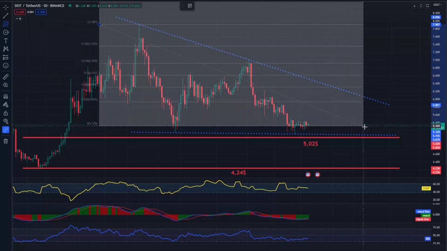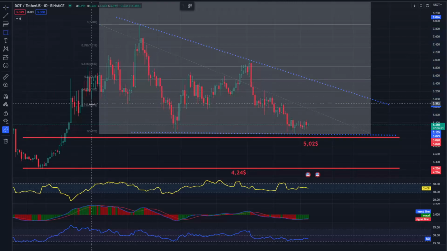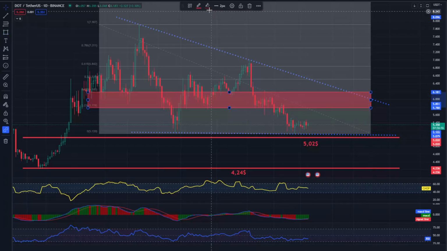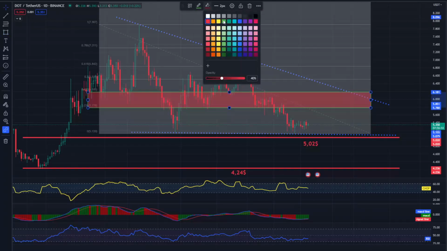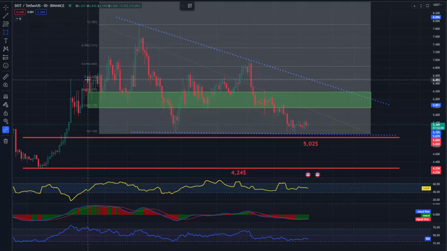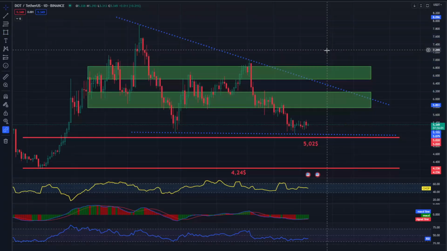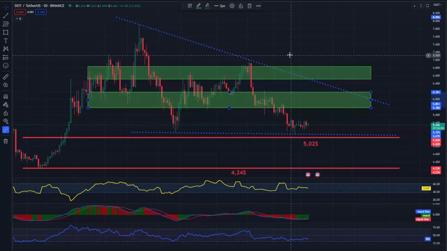Looking the other way, we can similarly determine the places of resistance that the price has to face. And here we see that first the price will have to break the resistance zone from $5.78 to $6.18, then the second resistance zone from $6.51 to $6.84. Only after breaking above these two zones could further increases be observed.